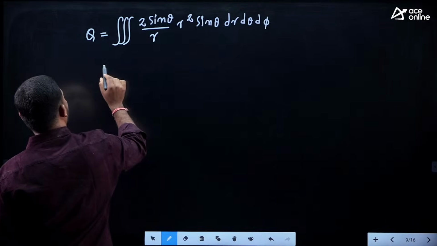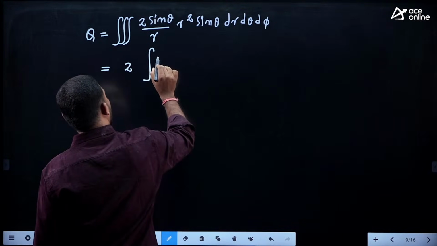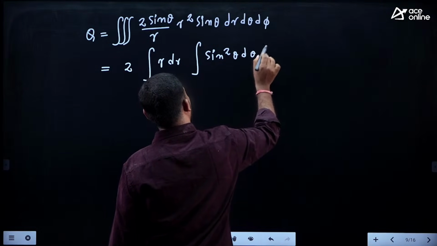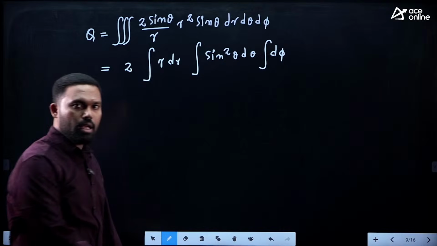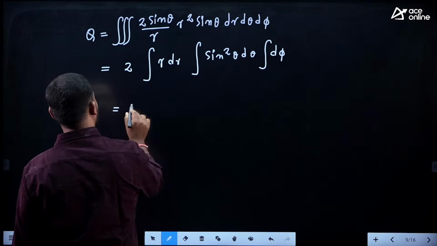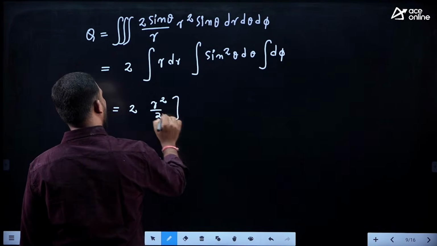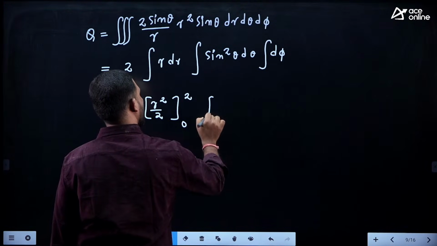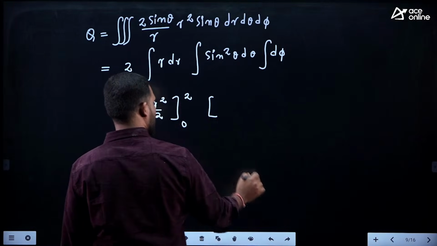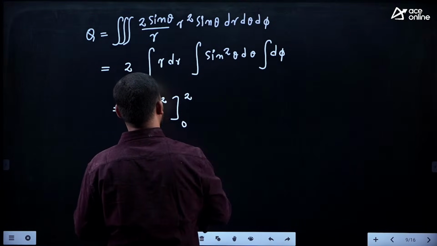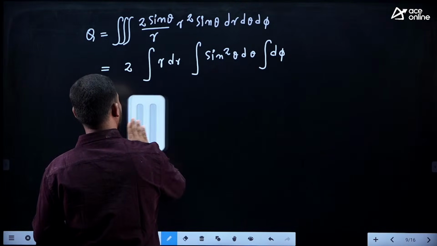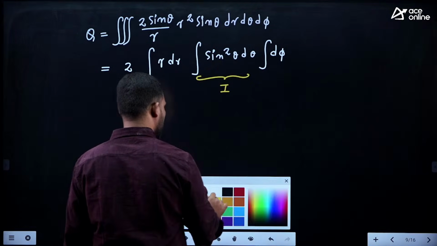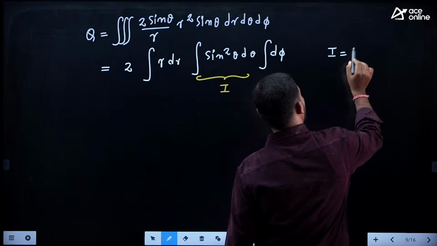So bring the constant outside and separate out the variables here. So it is 2 into r dr, sin square theta into d theta, and this is d phi. Clear, guys? Okay, so this one is 2 into r square by 2, r limits are from 0 to 2. So what is the integration of this part? Let me do this integration of this part separately. I am going to call this as I. So what is the integral of I?